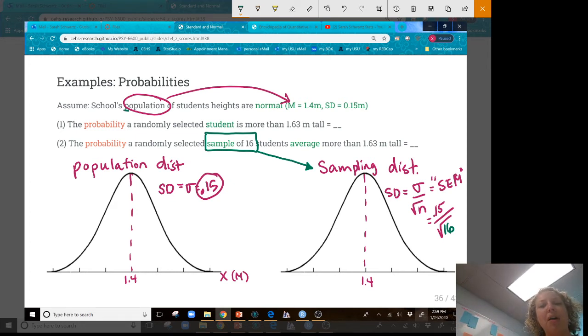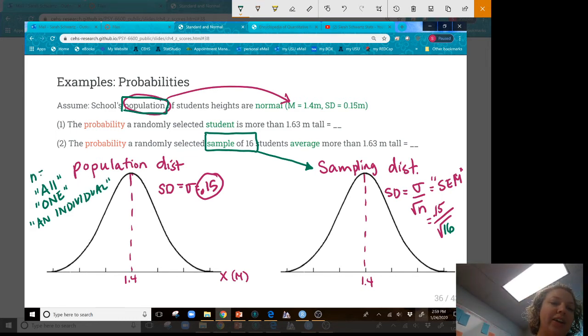If it says population, or it implies the word all, or the word one, or an individual, sample size 1, or all in the population, we use the spread of 0.15. But if our question implies that we have a sample, specifically, it will usually give us a sample size, then we need to divide by the square root of 16 to get our spread.